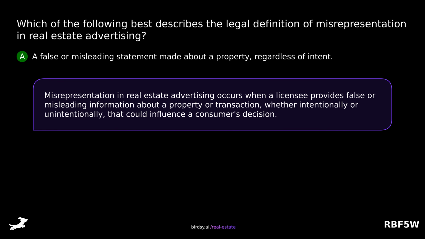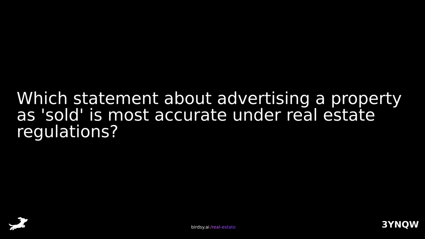Misrepresentation in real estate advertising occurs when a licensee provides false or misleading information about a property or transaction, whether intentionally or unintentionally, that could influence a consumer's decision. Which statement about advertising a property as sold is most accurate under real estate regulations?